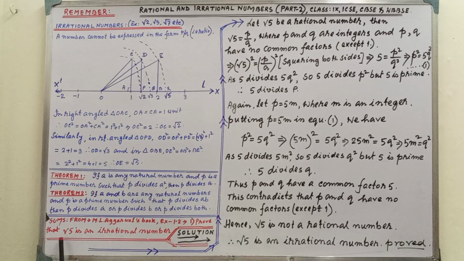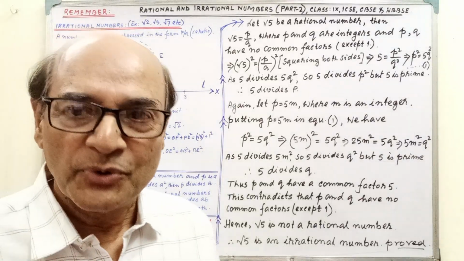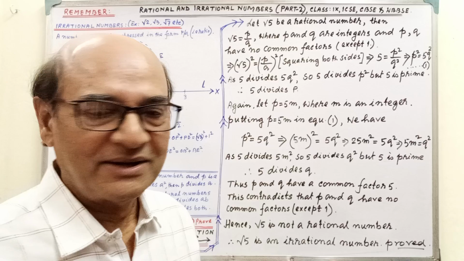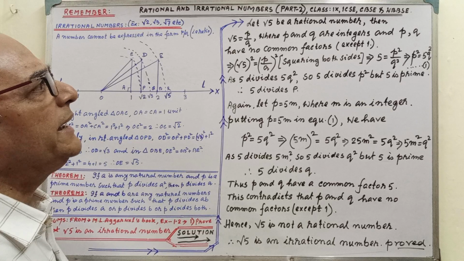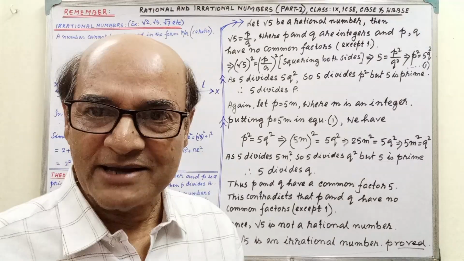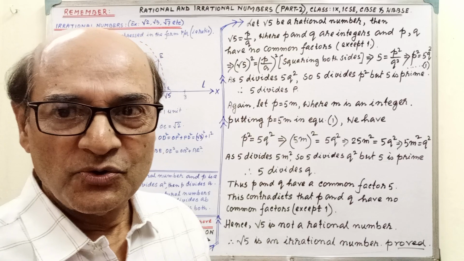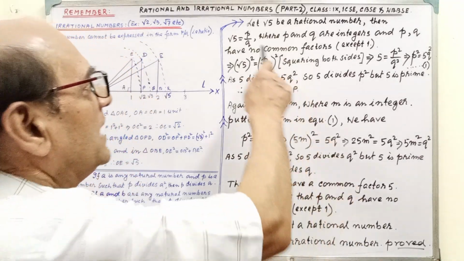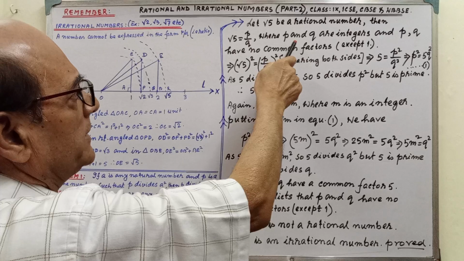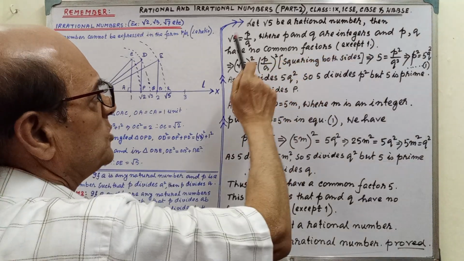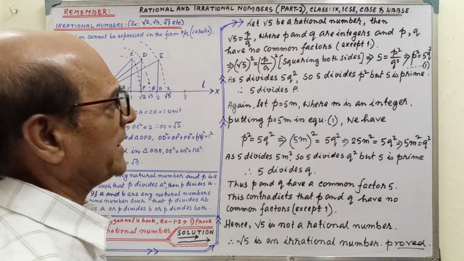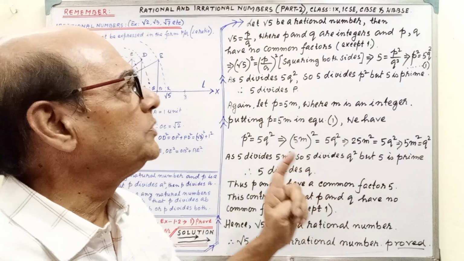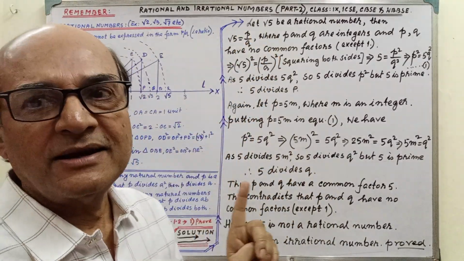We have to prove root 5 is an irrational number. How are we proving root 5 is an irrational number? Please pay your attention on the board. Let root 5 be a rational number. We have to prove it irrational, but we are considering first that root 5 is a rational number. Then root 5 equal to p by q, where p and q are integers and p and q have no common factors except 1. If we get common factors, then we will conclude this is not a rational number.